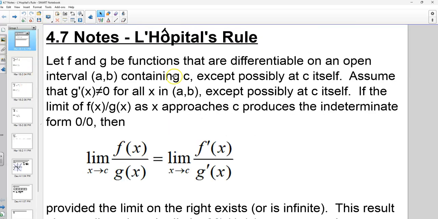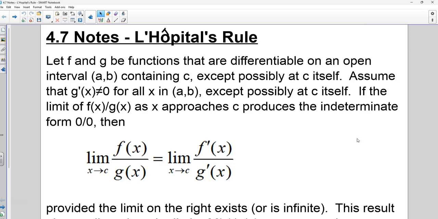Copy of the notes. Okay. So, L'Hopital's rule. There is some variation in the spelling of L'Hopital.